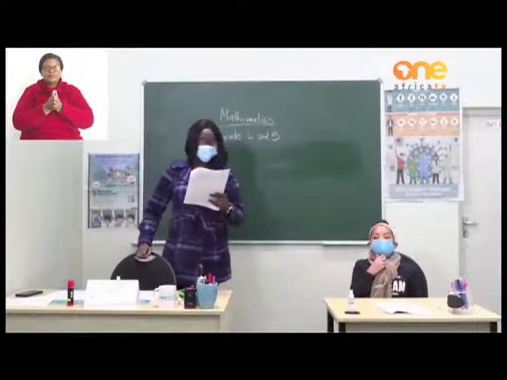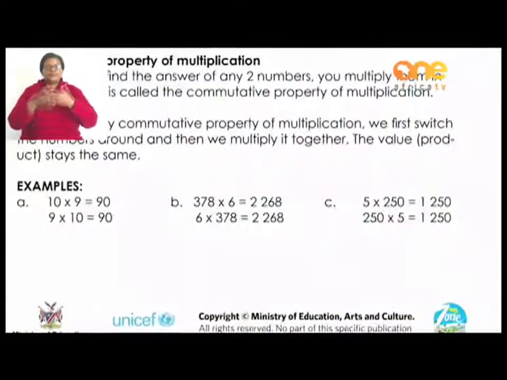Boys and girls, we are still on page 8. Hands on math with the commutative property of multiplication. If you want to find the answer of any two numbers, you multiply them in any order. This is what we call the commutative property of multiplication. Meaning, when we apply the commutative property, we first switch the numbers around and then multiply them together, but the value or the product stays the same.